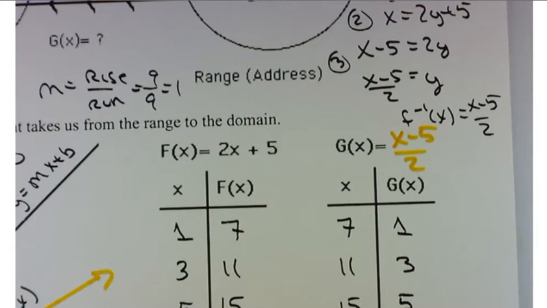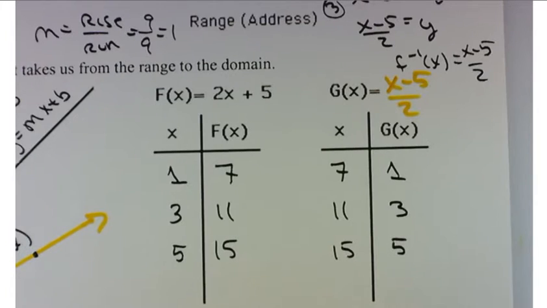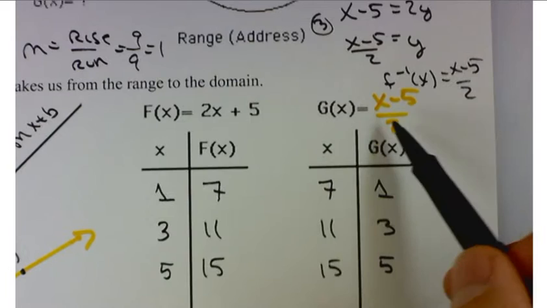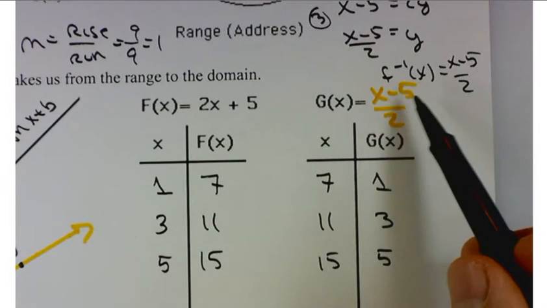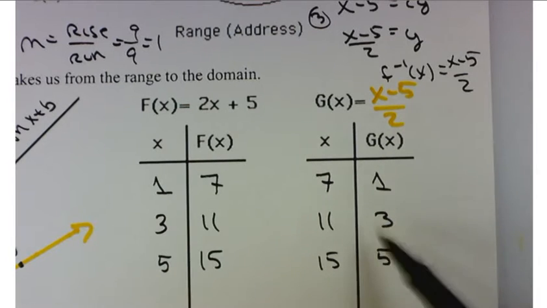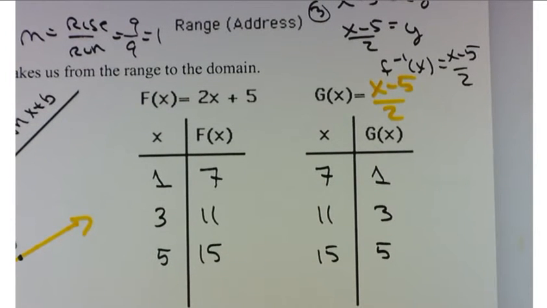Let's check that out and see if it works. Let's do 11 minus 5 is 6. 6 divided by 2 is 3. It works. Now let me give you one.